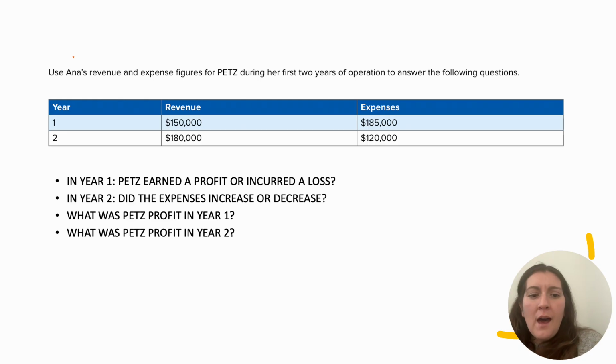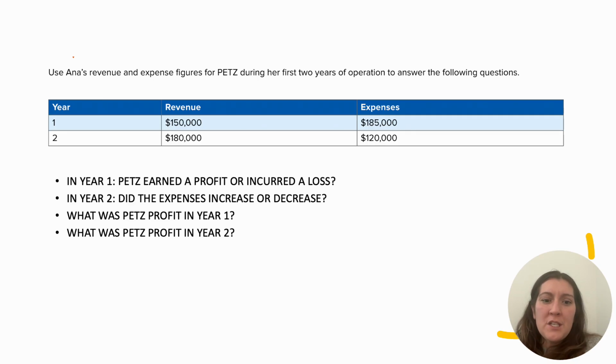Okay. Then it asks, what are the profits in both year one and two? So you just do some quick little math. In year one, we already know it's a loss, so it's going to be a negative number, right? 150,000 minus 185 gives us a negative $35,000. They lost a lot of money, right? We're going to put that on a credit card. We're going to have a loan that we took out for that. That's how we're going to float this. Or we use our own savings, which happens, but it's a little scary, right?